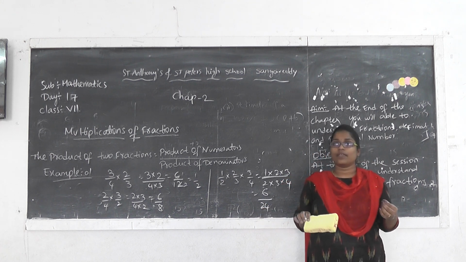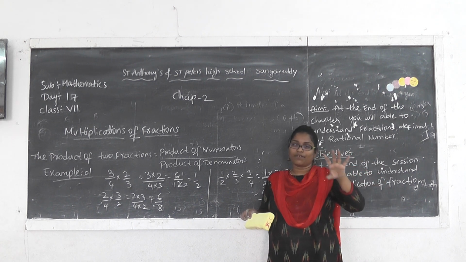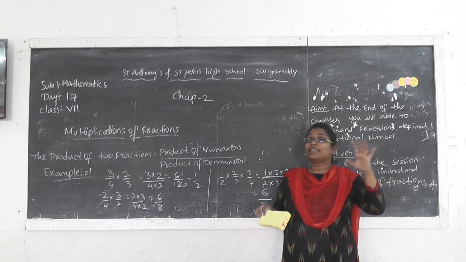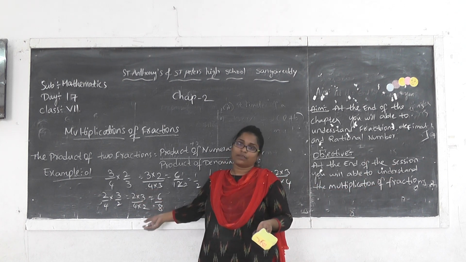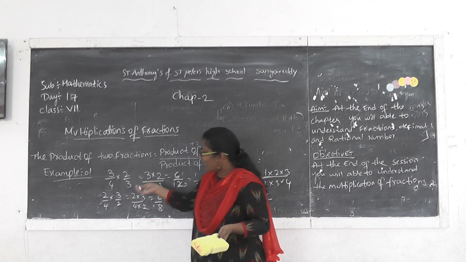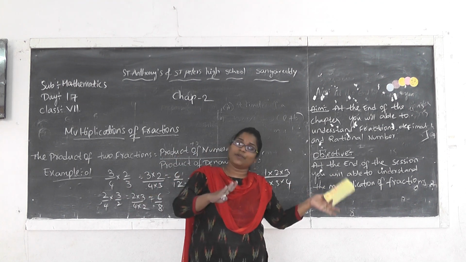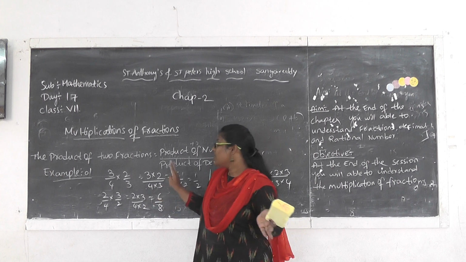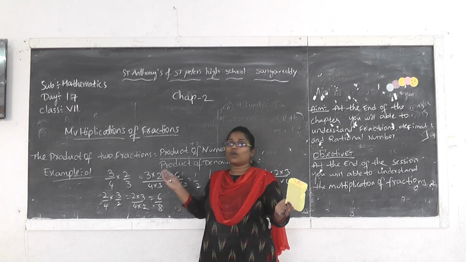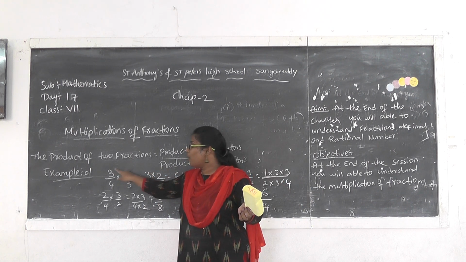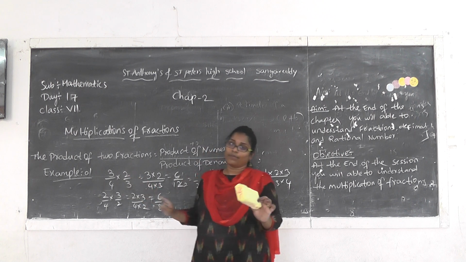So many students, since they are perfect with the addition and subtraction of fractions, perform the same thing in multiplication also. What they are doing is converting these unlike fractions into like fractions and then taking the product. We should not use that method. Whether they are like or unlike, what we have to do is multiply both numerators and both denominators.